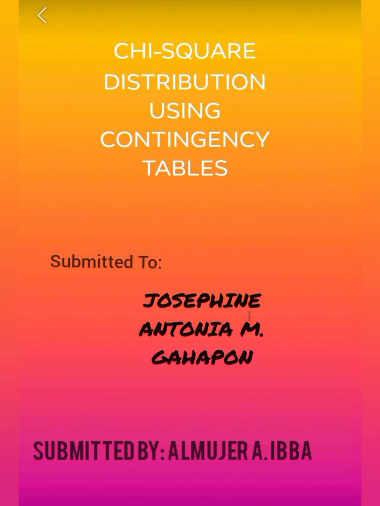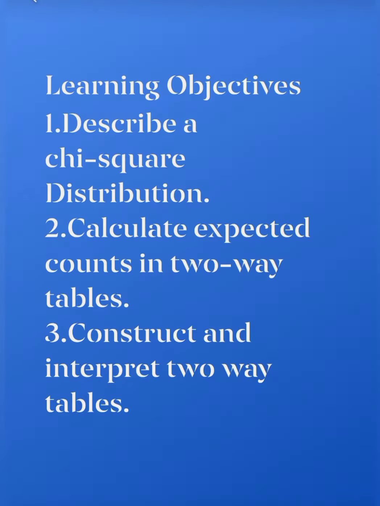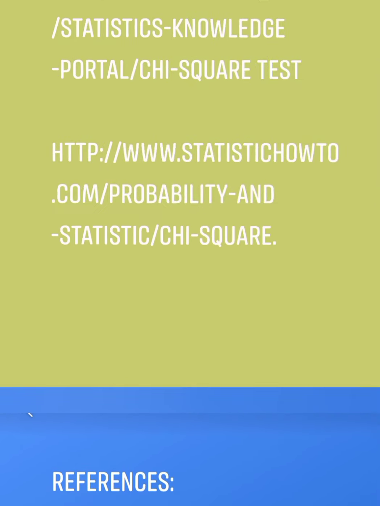I am Almujer Ibba from Malusu, and for today, I'm going to discuss chi-square distribution using contingency tables. Learning objectives: describe a chi-square distribution, calculate expected counts in two-way tables, construct and interpret two-way tables. These are my references.